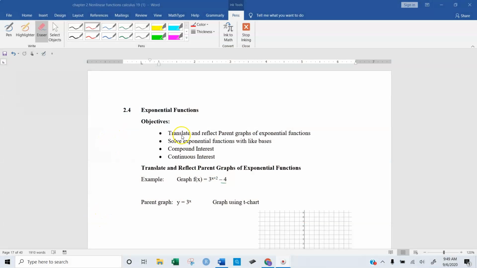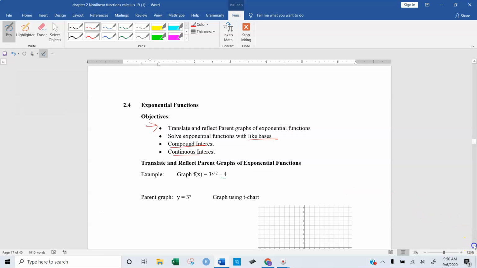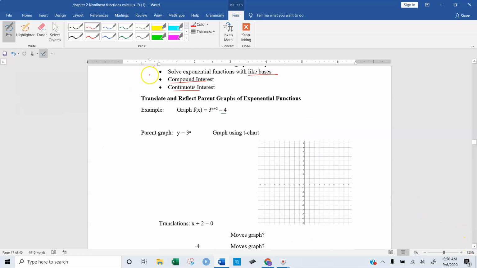Okay, when you look here, we're going to translate, like I said, and then we're going to do, if I could get to my graph, there we go. So translation, like bases, compound interest, and continuous interest. The first one is like bases and translations of exponential functions. The first part to know is what your parent graph actually is. So you take out the numbers, the 2 and the 4, and the parent graph is actually 3 to the x. So you need to graph that.